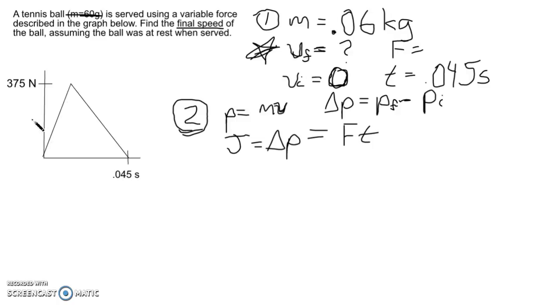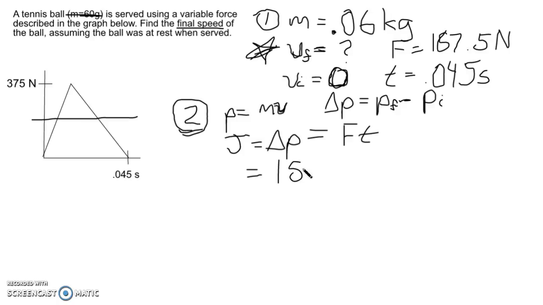Let's see. And our average would be 375 divided by 2, which is 187.5. Actually, I won't even write it here. I'll write it. Okay, so 187.5 newtons. Force, newtons. Right, so now let's find our change in momentum.